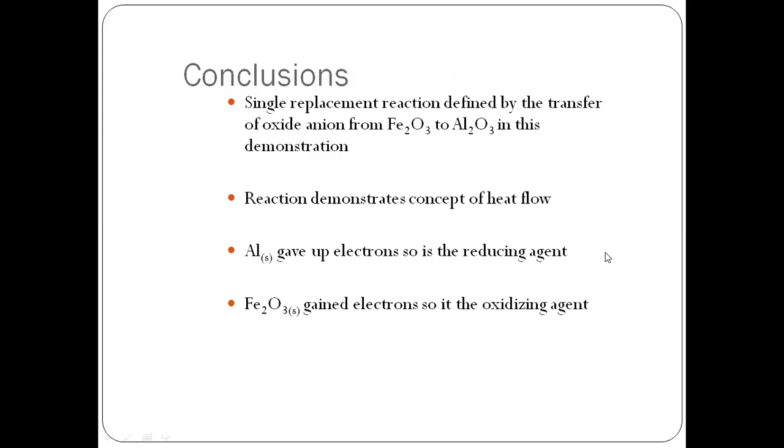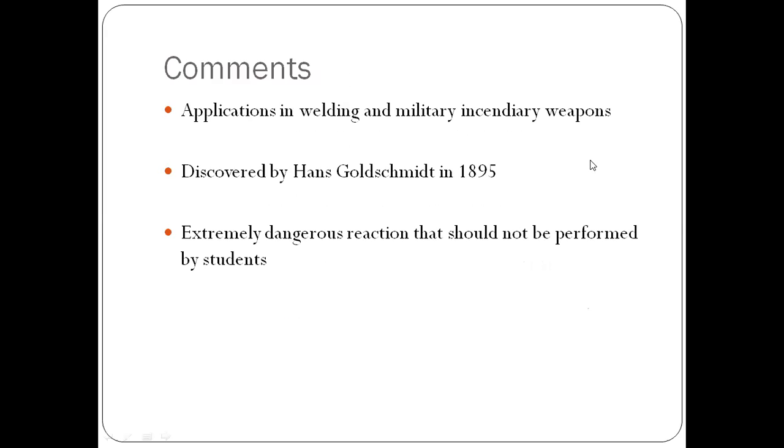So what is the conclusion? It is a single replacement reaction defined by the transfer of oxide anion from Fe2O3 to Al2O3, right? The reaction demonstrates the concept of heat flow. Aluminium gave up electrons, so it is a reducing agent. Fe2O3 gained electrons, so it's an oxidizing agent, right?